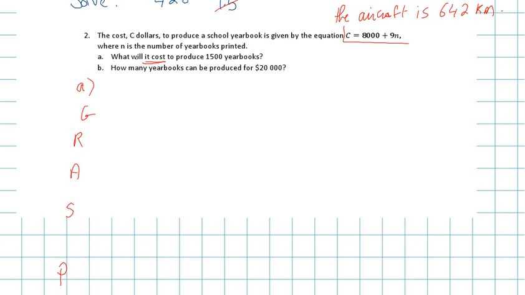Okay, now this is what's gonna go under analysis. This is your formula, okay? We only have the cost for these 1,500 yearbooks and then. What are you looking for? Let's go back. What are you looking for? What will it cost, so you're looking for what letter? C. You don't know what C is, okay? So what will it cost to produce 1,500 yearbooks? What does 1,500 yearbooks represent?